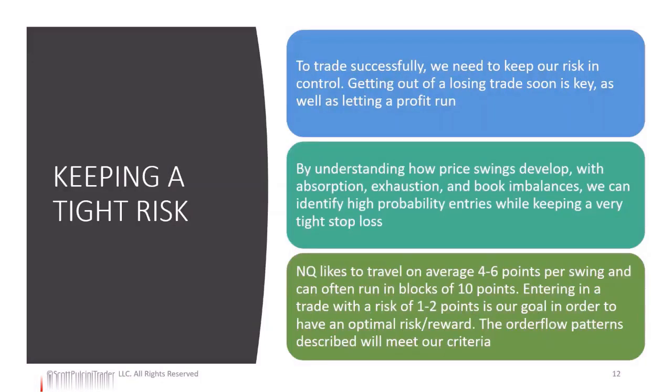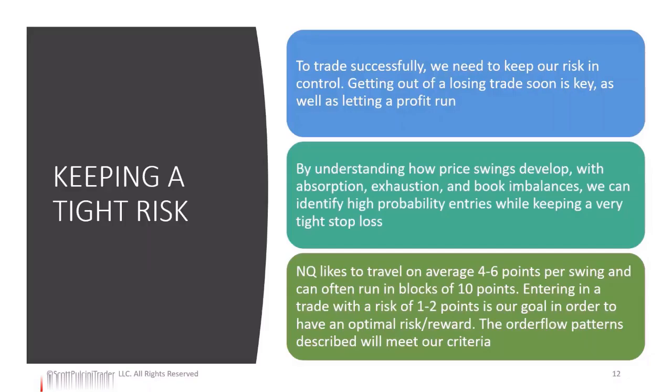In order to be trading successfully, we need to keep our risk in control. The very first thing, we need to get out of a losing trade as soon as possible. And of course, we need to be able to let a profit run. Okay, so by understanding how these price swings are developed with absorption patterns, exhaustions, and balance, we can identify high probability entries while keeping a very tight stop loss.